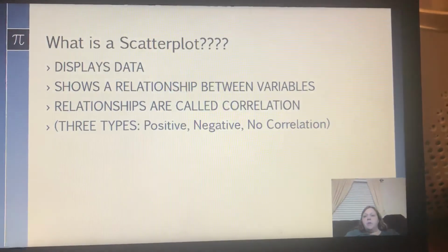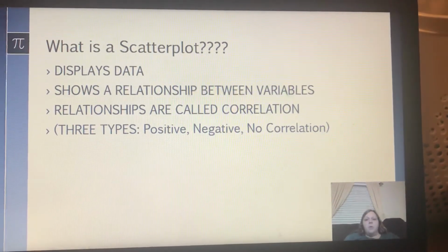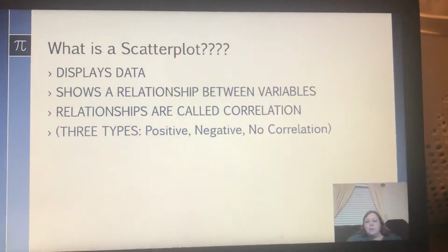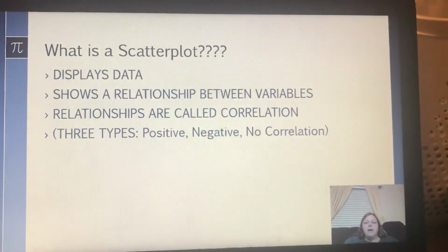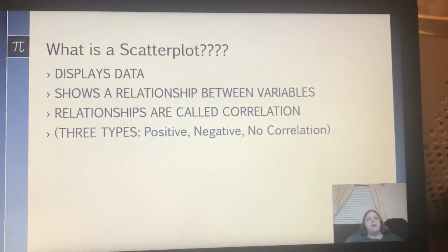So what you're going to be doing is getting data and putting it on a coordinate plane, graphing it. Once you graph it, you're going to look at the different relationships that are made. It's either going to have a positive relationship, a negative relationship, or no correlation. And you'll see more examples of that on the next slide.